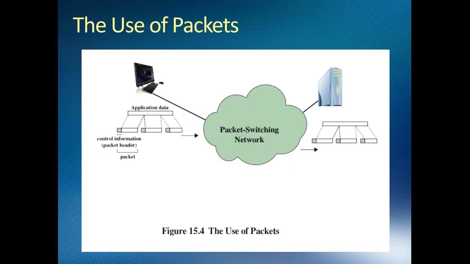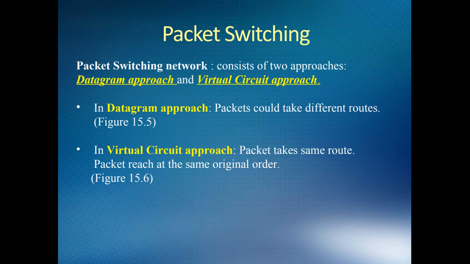This is a good diagram here. See the data divided into packets, and we have some control information in the header. See this one? These are the control bits. Then it is sent on the packet switching network. We have two types of packet switching networks: the datagram approach and the virtual circuit approach.